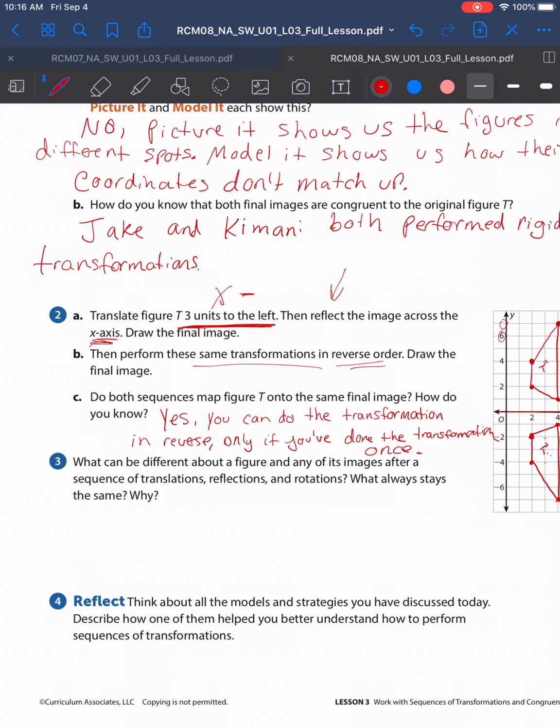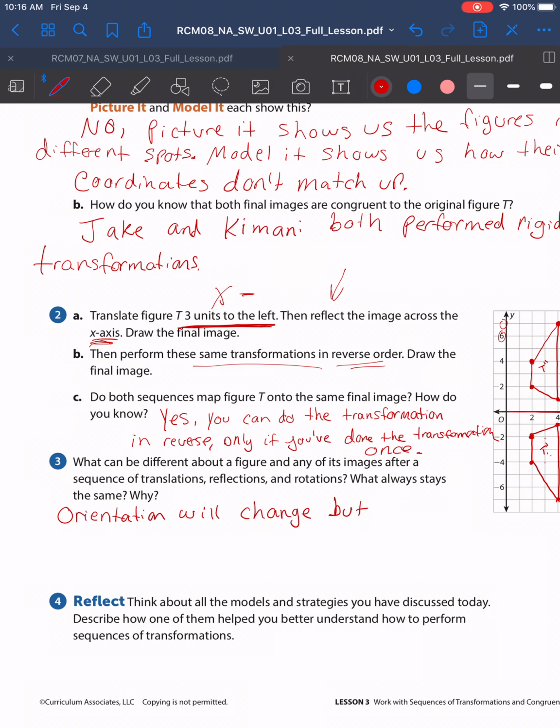What can be different about a figure and any of its images after a sequence of translations, reflections, and rotations? What always stays the same? So what will be different? Well, it's going to be moved. I mean, it might be oriented different, remember? So the orientation will change.